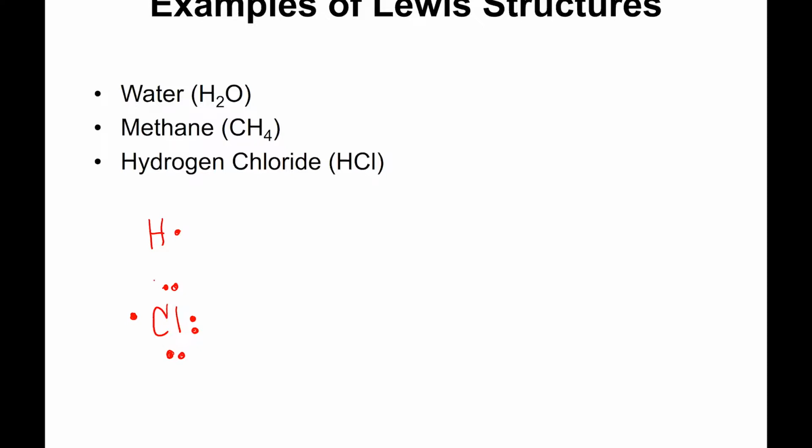Okay, so in this case, chlorine has 3 sets of electrons that are non-bonding, and it has 1 that is bonding. It will form 1 bond. Hydrogen also will form 1 bond, so we know that this structure should ultimately look like this. The line here for the bond.